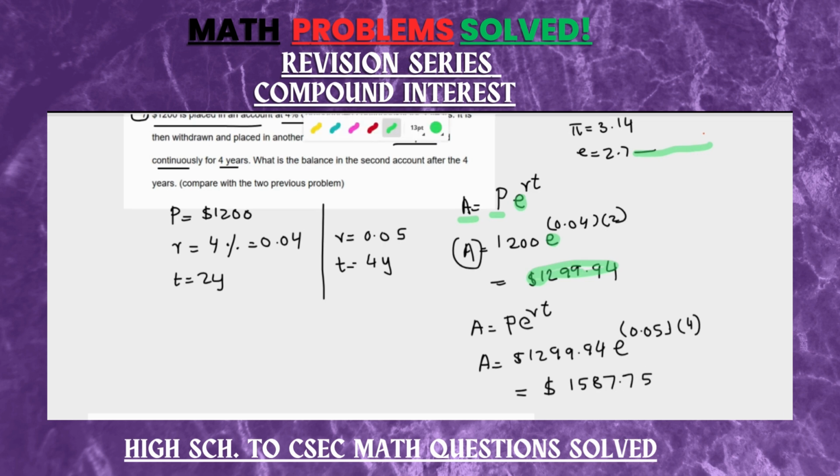$1,587.75. So how will you calculate it? First of all, you will multiply this and this, right? Then you have to take e to the power of that answer. For example, if you get 0.2, you have to take e to the power of 0.2. Then you have to multiply this whole number with this answer. So you will get $1,587.75. So that will be the balance in the second account after 4 years, right?